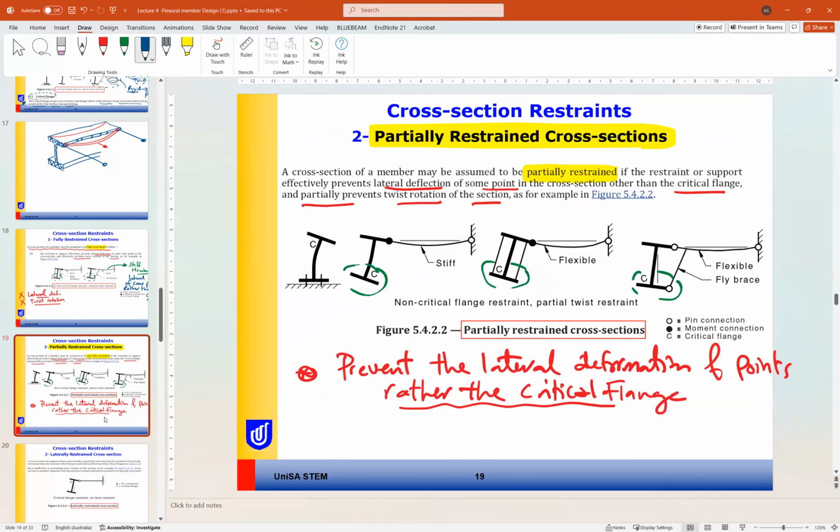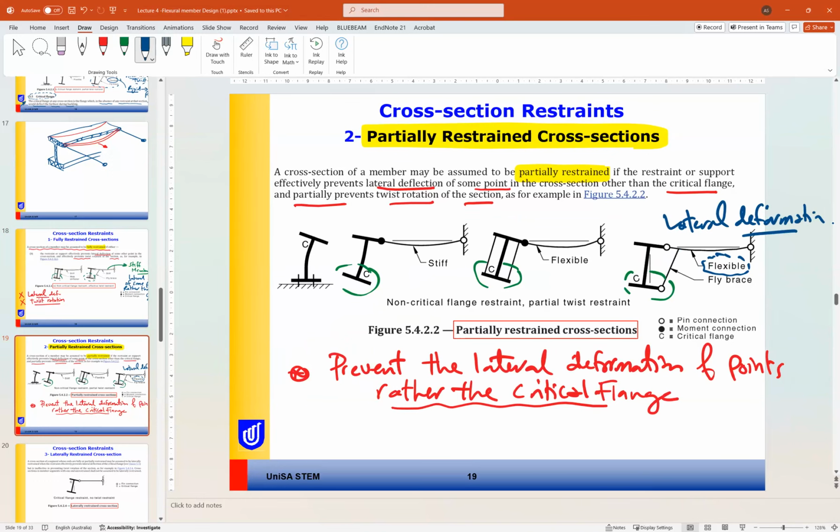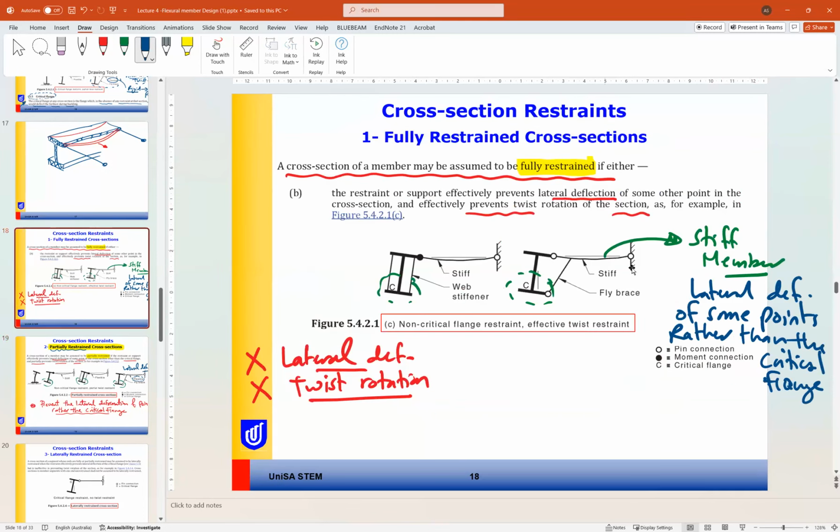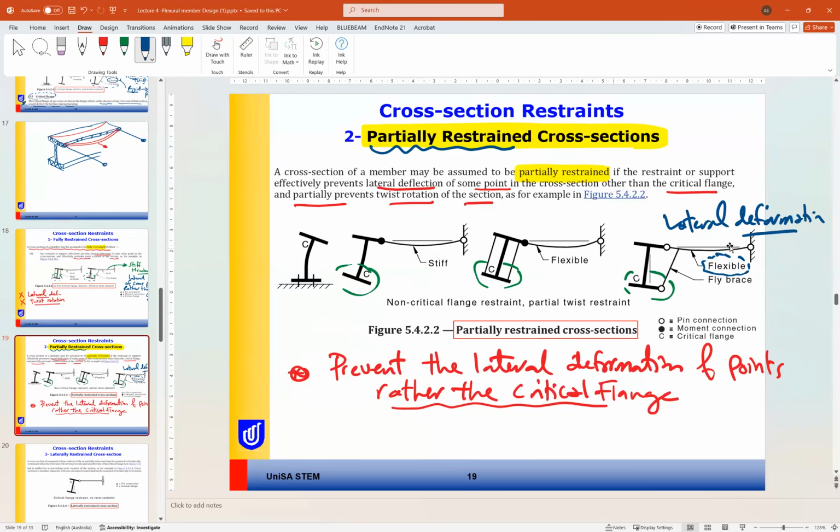The difference between the partially and fully is here we have the member is flexible. So if the member that prevents the lateral deformation is flexible, we can consider it as partially restrained, not fully restrained. Okay, so the two cases are quite close, but the only difference is whether the member or the restraint is flexible or stiff. If the member is stiff, we can consider it fully restrained. If the member is flexible, we can consider it as partially restrained.